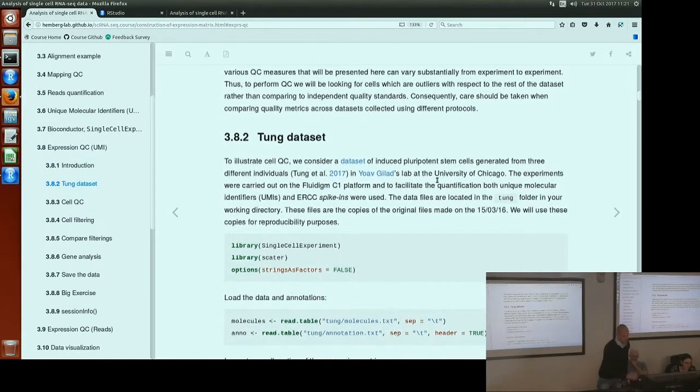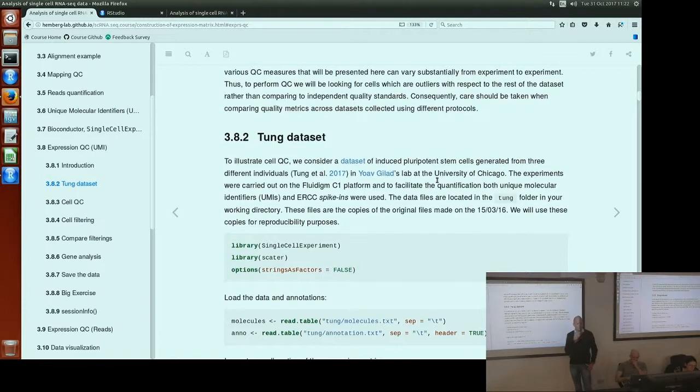So here we will use a data set. We call it the Tang data set. Tang is the first name of the first author of the paper. Why we chose this data set is because this data set has several batches. So the data comes from 3 different individuals, and in each individual we have 3 batches.